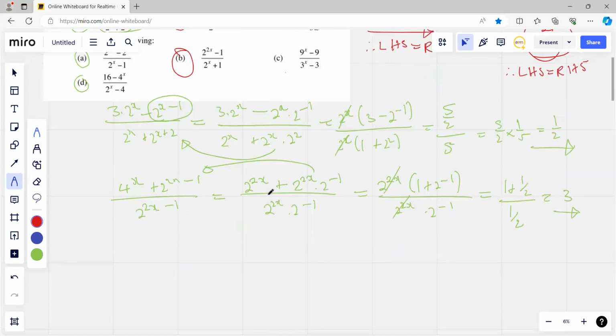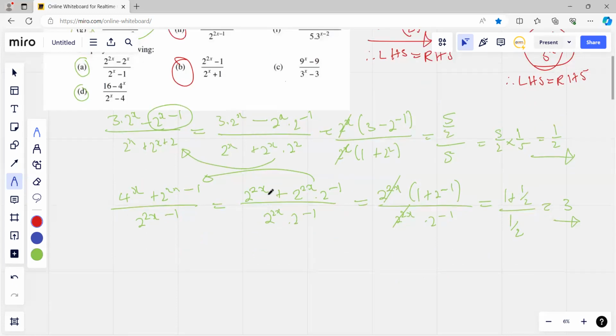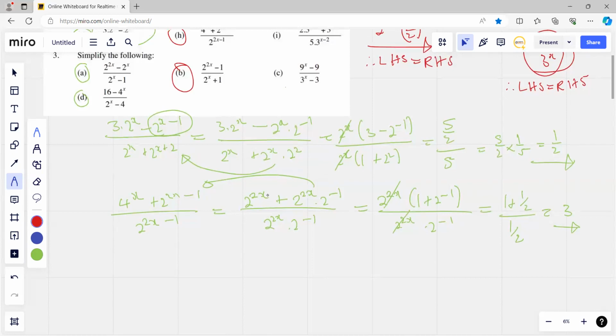Then let's look at the third question. The third question also, because they're dealing with plus or minus, keep in mind you have to think about taking out a common factor. So here we'll be having 2 to the exponent 2x minus 2 to the exponent x, divided by 2 to the exponent x minus 1, which is equivalent to 1.